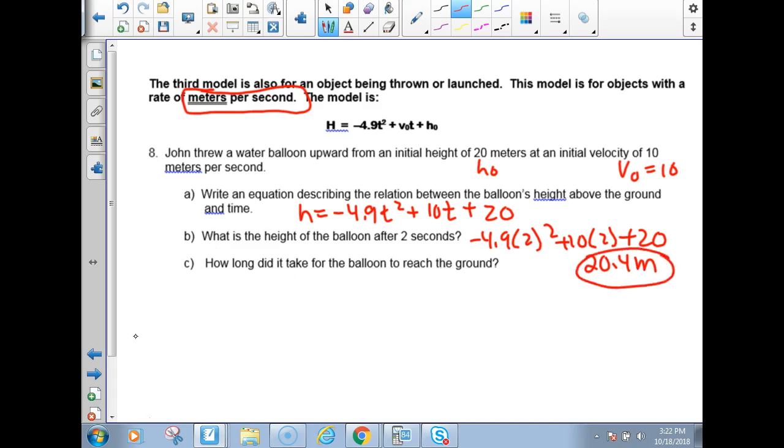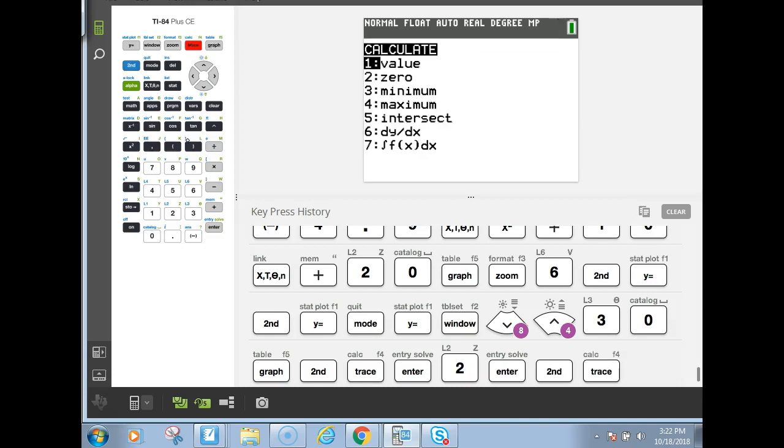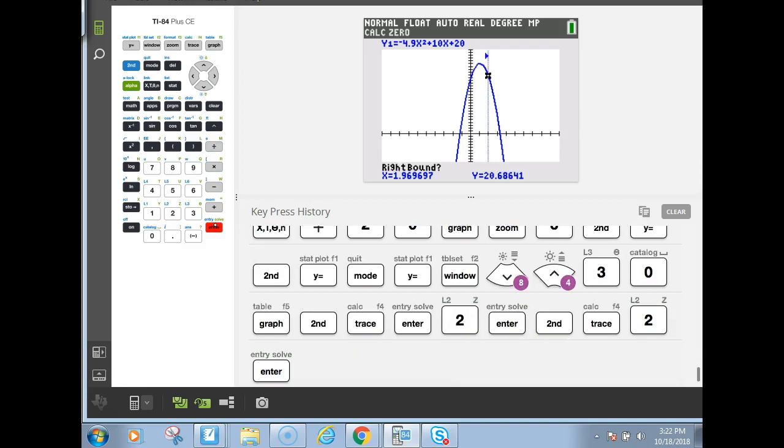How long did it take for the balloon to reach the ground? We'll go right back to our graphing calculator. And we want to know this time right here, so we need to know the 0, which is the x-intercept. Second trace, trace 2, because that's where h is 0. You actually could put a value in of 0, but it wouldn't necessarily give you the right one, and we want the one on the right. All right, so enter. I guess 2 is a good number, and 4. I'm just going in between there. 3.28.